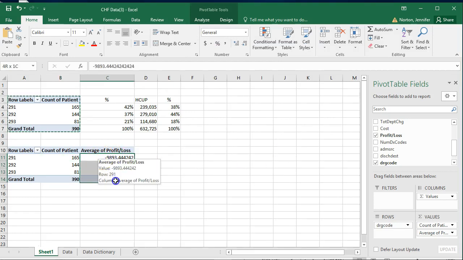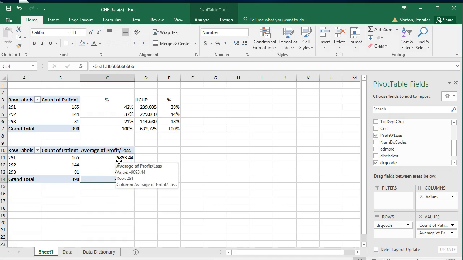And probably want to clean this up a little bit. And so again, this can give you the answer to your first question where you did your calculations, but it also shows you which DRG has the highest profit or loss. So that's the other question that you kind of need to answer.